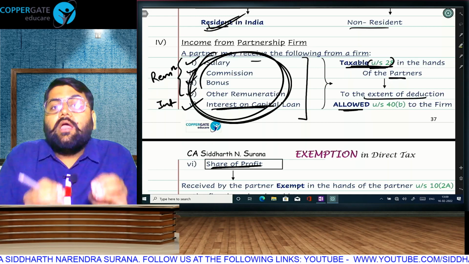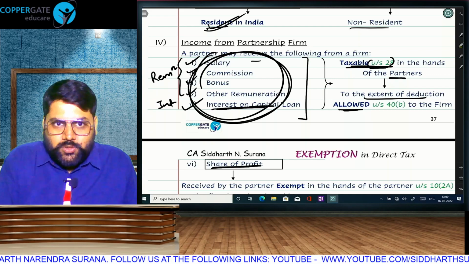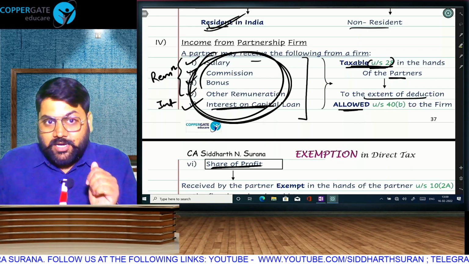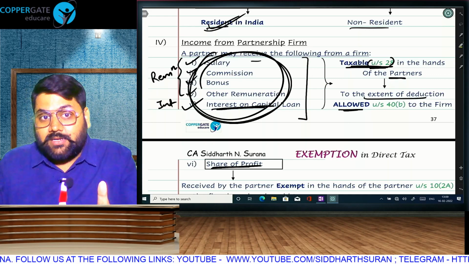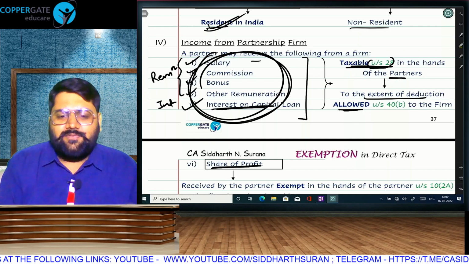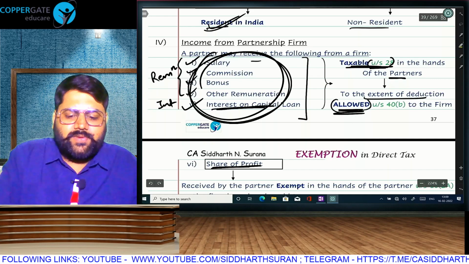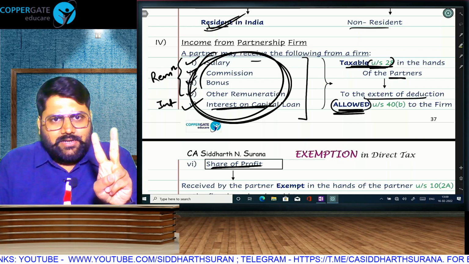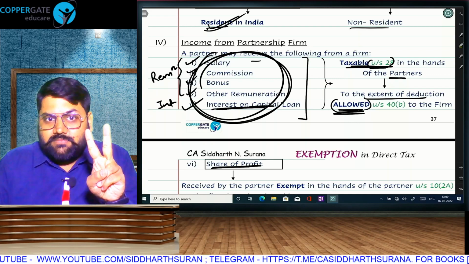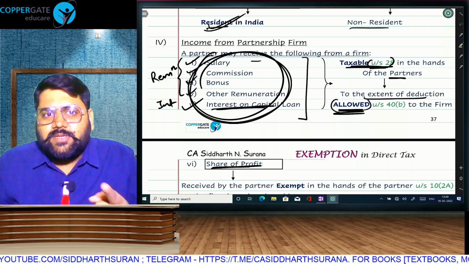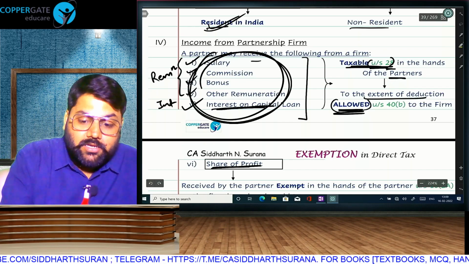In other words, any amount which is disallowed to the firm, disallowed means added back in the income of the firm, that means the firm has already paid tax, and if the firm has already paid tax, then the partner will not pay tax on the amount disallowed to the firm. The partner will pay tax only on the amount which has been allowed as a deduction to the firm. So remuneration and interest are an expense of the firm, deduction as per 40B limits, and whatever is deducted, that much will be taxable for the partner under PGBP.